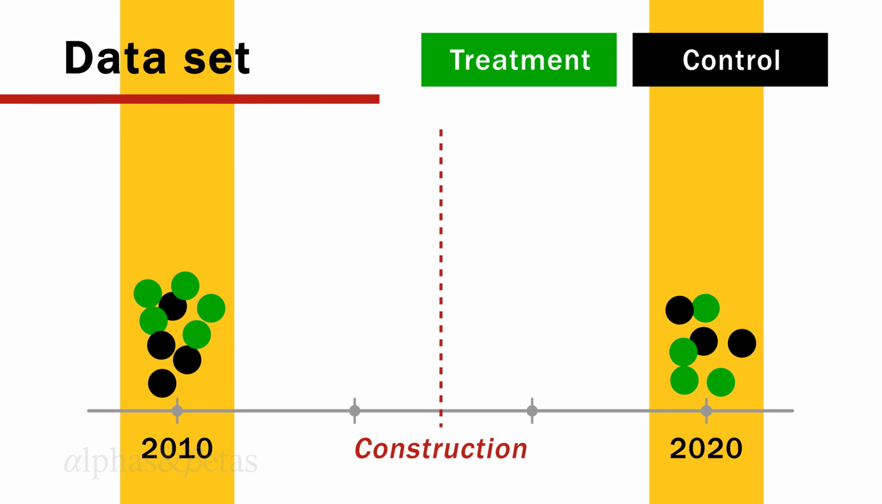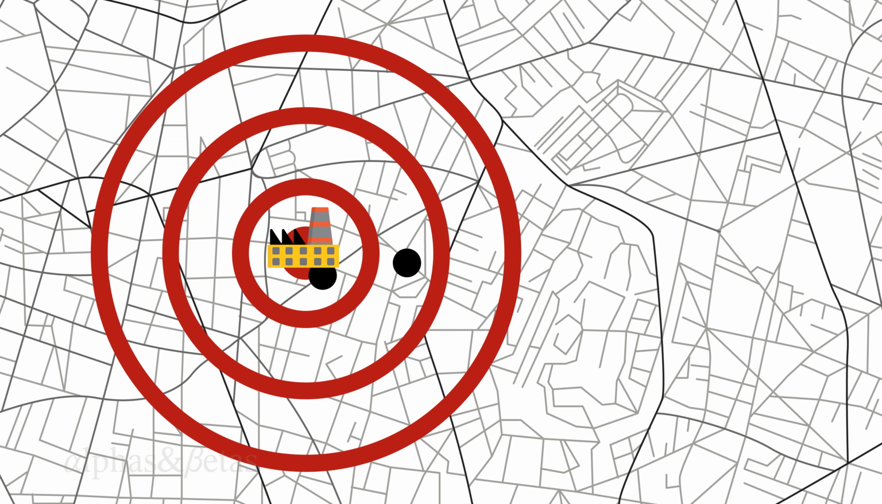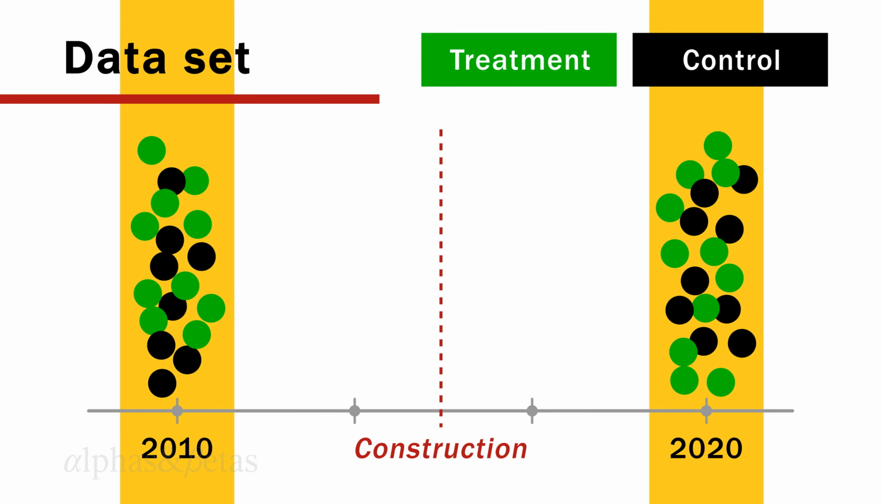We have two groups, treatment and control. The treatment group consists of houses near the incinerator, while the control group consists of houses farther from the incinerator. The treatment refers to the construction of the incinerator. For each group, we observe house prices both before and after the treatment.